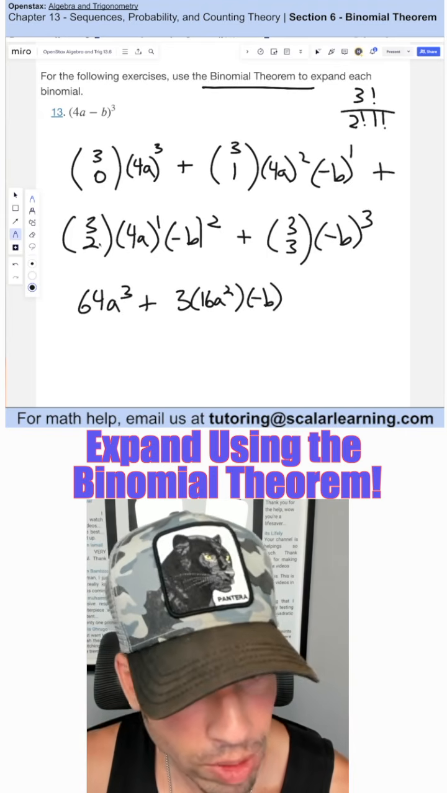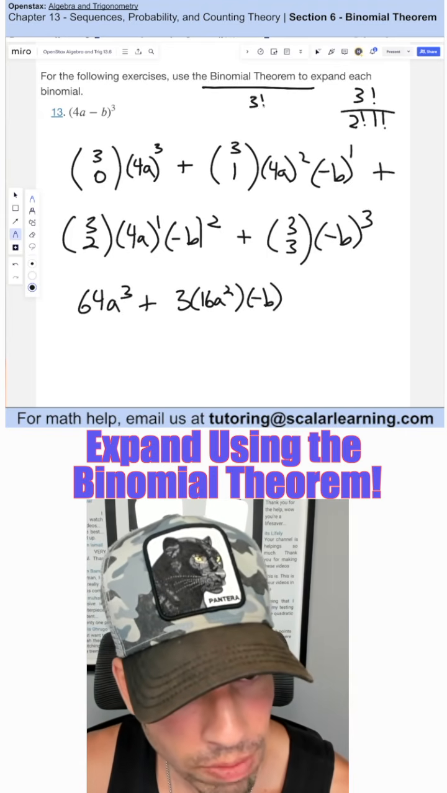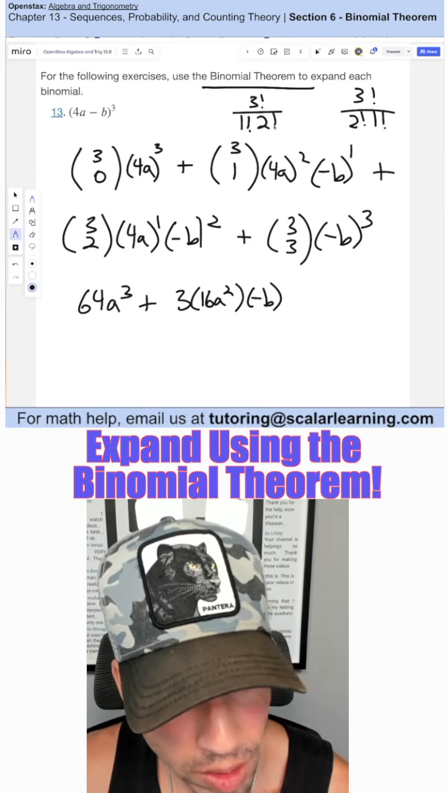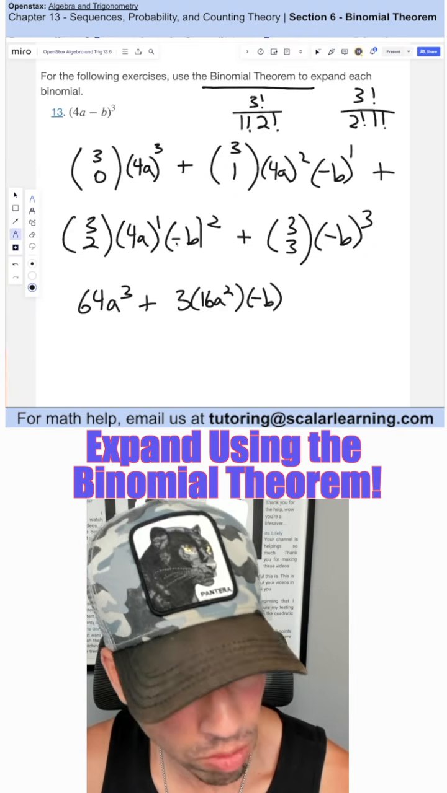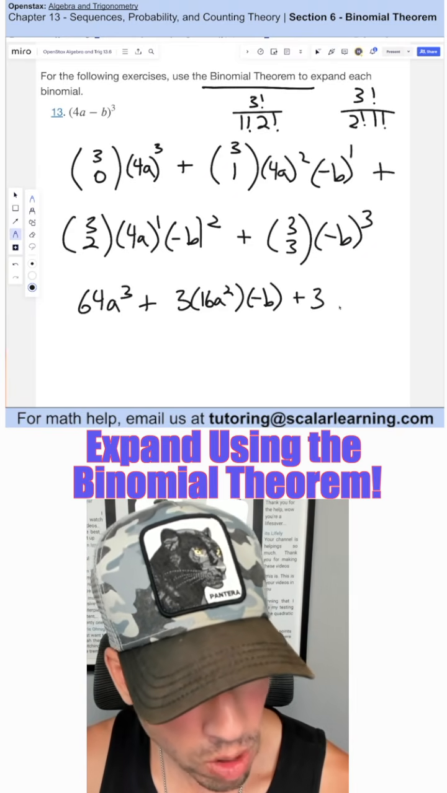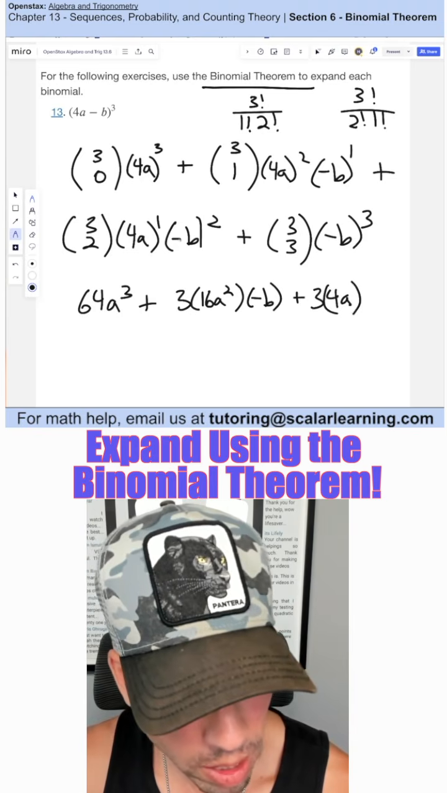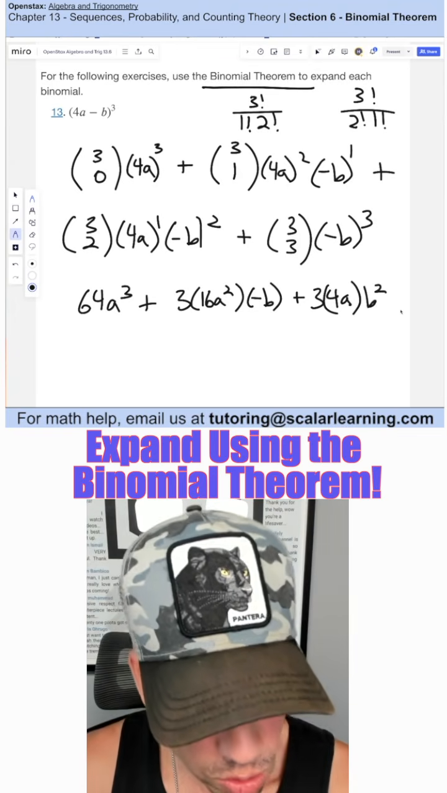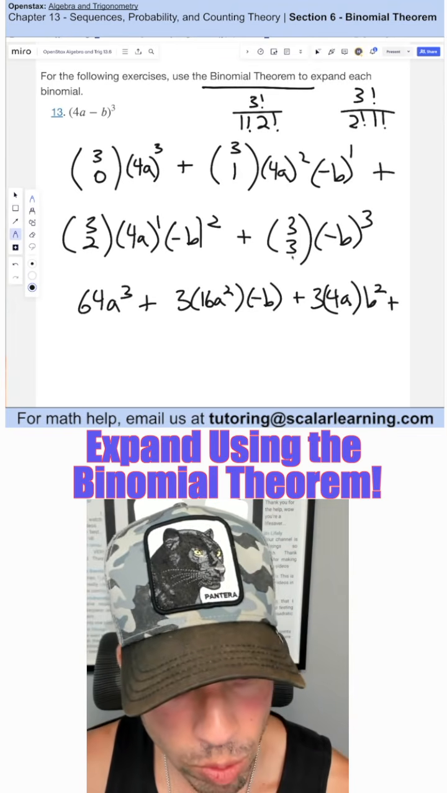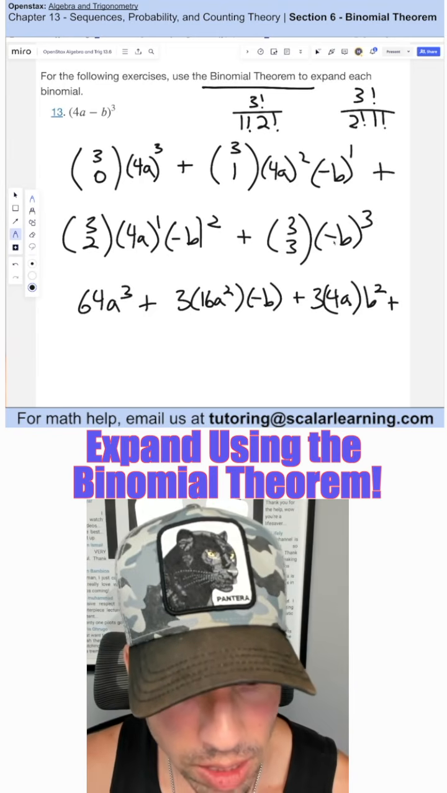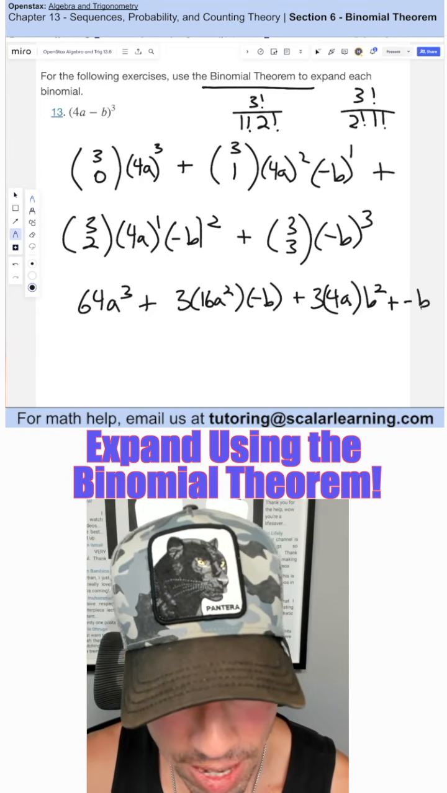Then we've got 3, 2. So now we have 3 factorial over 3 minus 2, which is 1 factorial times 2 factorial. Again, that's going to still be 3. So this is going to be a coefficient of 3 times 4a, right? 4a to the first is just 4a, and then negative b squared is b squared. And then last but not least, we've got this one, 3 over 3. Whenever these numbers are the same, it's going to evaluate out to be 1. And then we've got negative b cubed, which is literally negative b cubed.